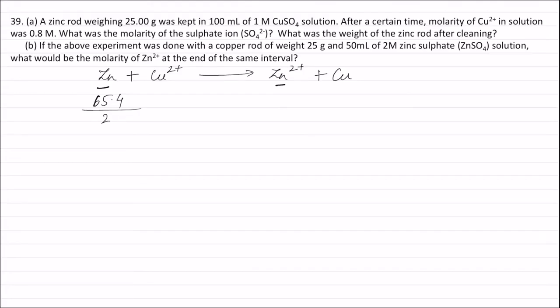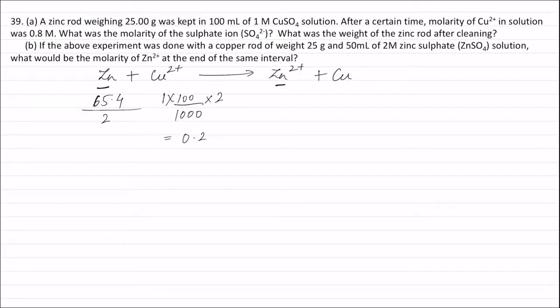Therefore, equivalents of Cu2+ ions present initially will be molarity into volume into valency factor, which is equal to 1 into volume of copper sulfate solution in liters, that is 100 divided by 1000, into valency factor of copper, that is 2, and this is equal to 0.2 equivalents.